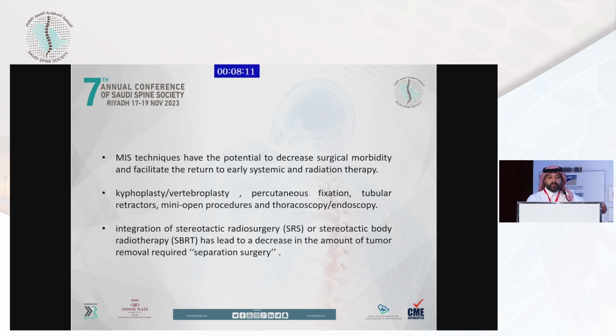The options available are kyphoplasty, vertebroplasty, percutaneous fixation, fenestrated screws, tubular retractors, mini open, and thoracoscopy and endoscopy. Then there is integration of stereotactic radiosurgery, which I think we should concentrate on, giving a session talking about the update of this concentrated radiotherapy. As we all know, giving patients big doses of radiation around the spine or the spinal cord might not be the best option, with significant complications. So these types of strategies could be very helpful.